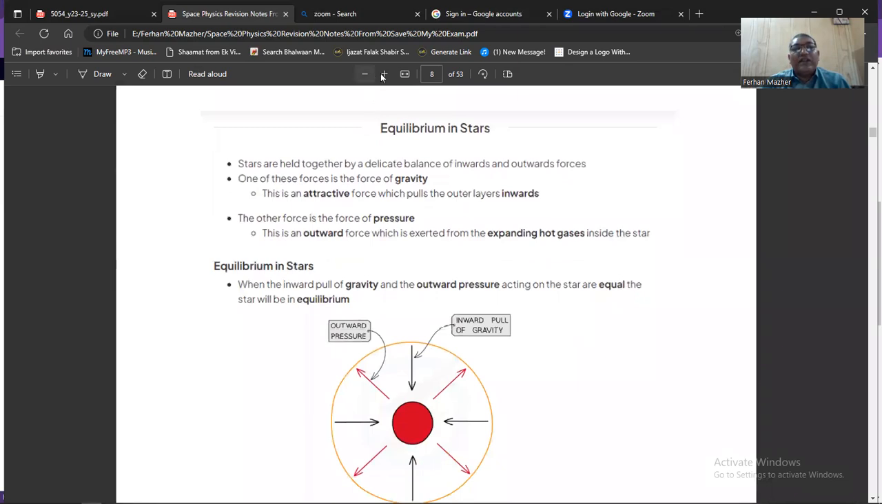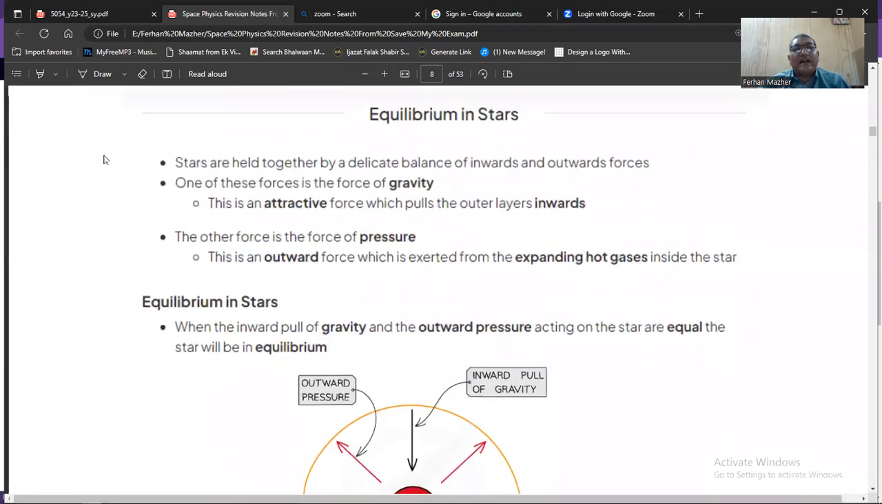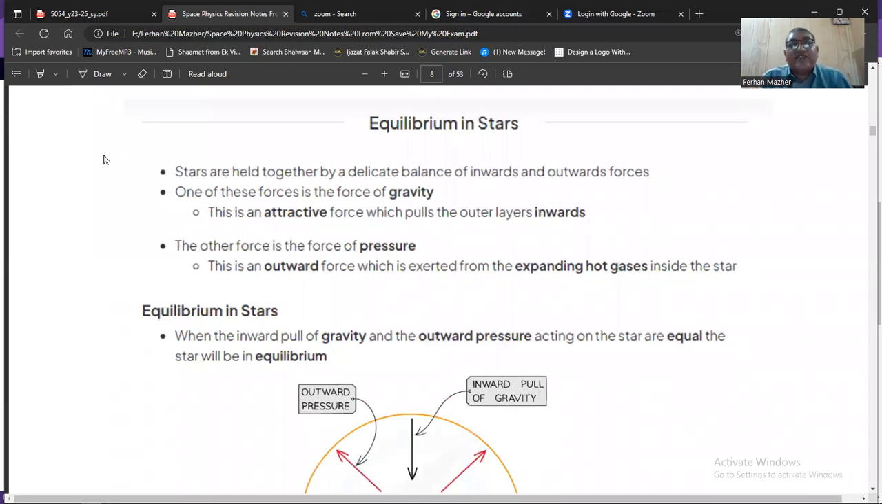So we get equilibrium in the Sun, in the stars. Stars are held together by a delicate balance of inward and outward forces. Due to the high gravity, there is an inward force which is trying to collapse the star. And due to the nuclear fusion and the heat produced, there is an outward force which is trying to expand the star. These two forces are balanced with each other.